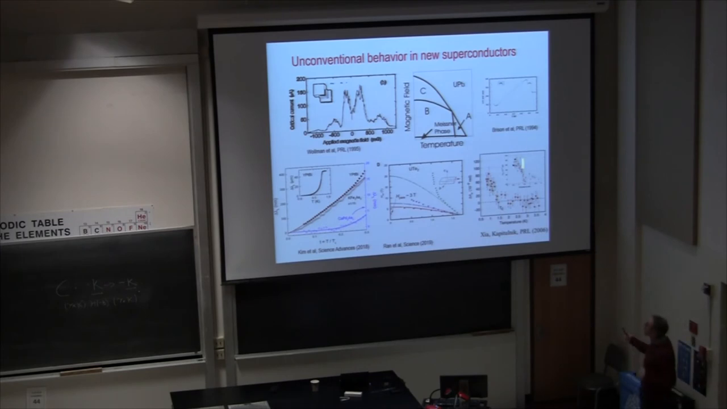And so you can see that a whole class of different materials, and in fact, this is an oxide, this is a heavy fermion, this is a half Heusler, so very different classes of materials, this is also an oxide, are showing behavior that we don't expect from conventional superconductivity. And that tells us we need to understand this a bit better.